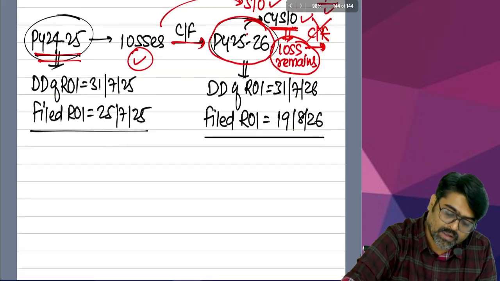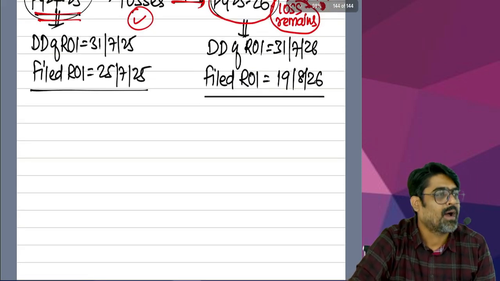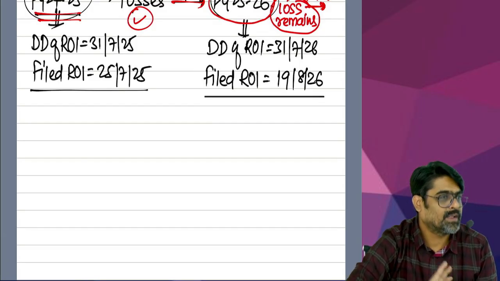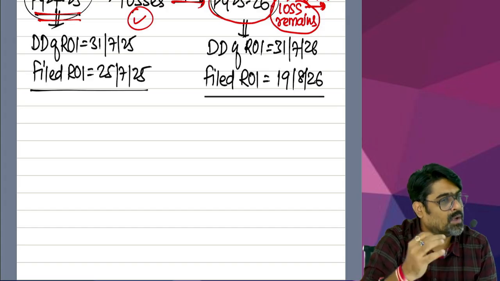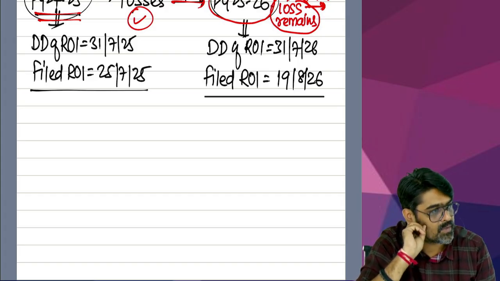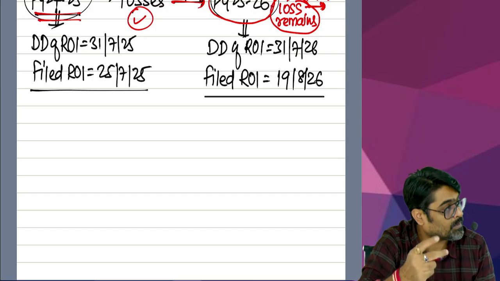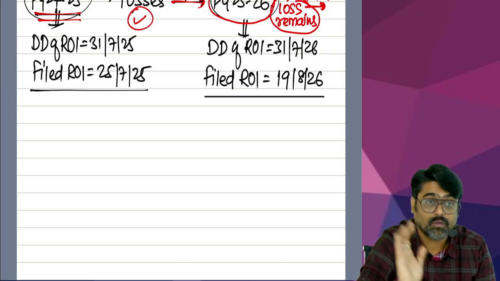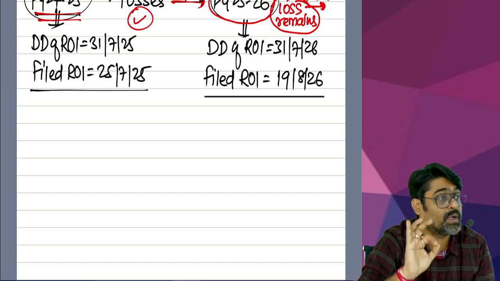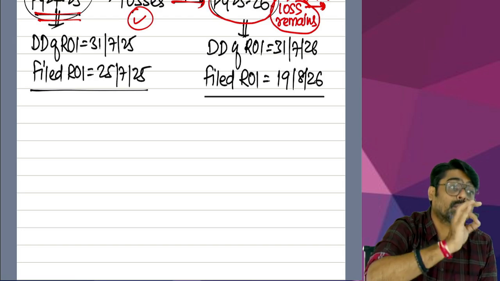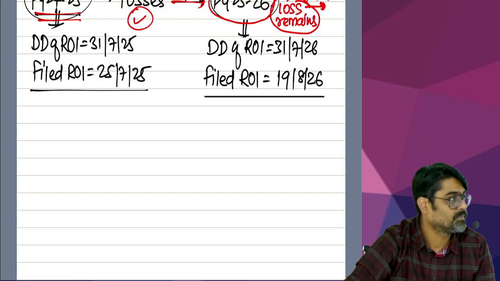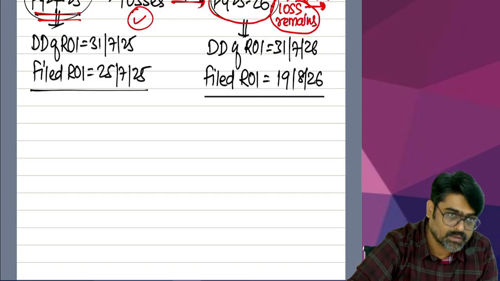But this restriction is not applicable on two losses: unabsorbed depreciation and house property losses. So whether you file your return on or before the due date or not, these two losses will be carried forward. Unabsorbed depreciation as well as house property loss. But all other losses will not be carried forward if the return of that year to which this loss relates is not filed on or before the due date. Understanding? Done, sir? Done?